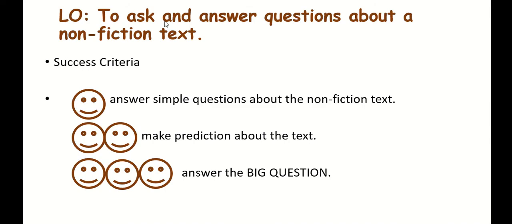Our learning objective is to ask and answer questions about a non-fiction text. Our success criteria are: you get 1 star if you can answer simple questions about the non-fiction text. This is the must. You should make prediction about the text and you get 2 stars. And if you could answer the big question, you will be able to get 3 stars.